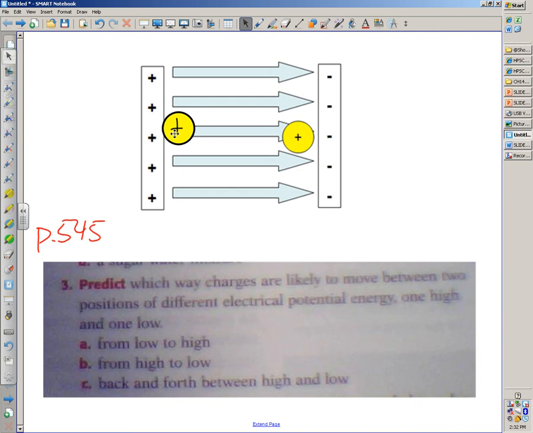But to use terms that we're familiar with, what do we call it when we increase the energy of something? We say that we do work on it. So we have to do work on this charge. There are different ways you can get it to go. One way is if there's a chemical reaction that occurs in here, it can cause objects to move from low potential energy to high potential energy.